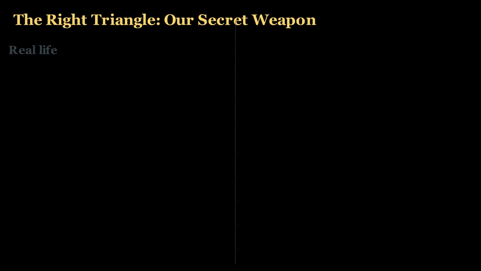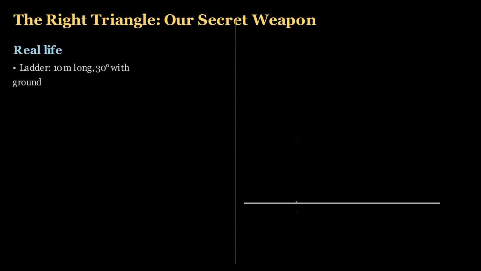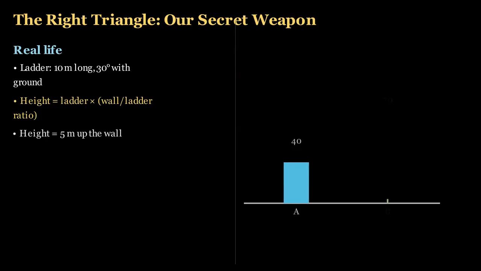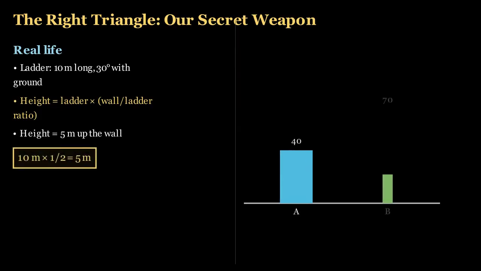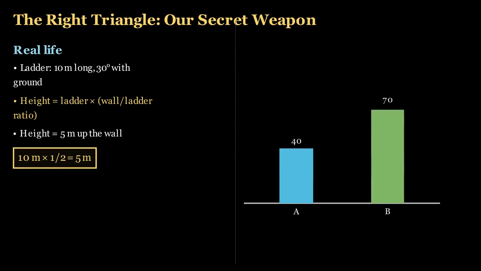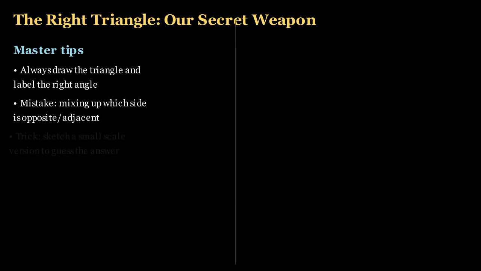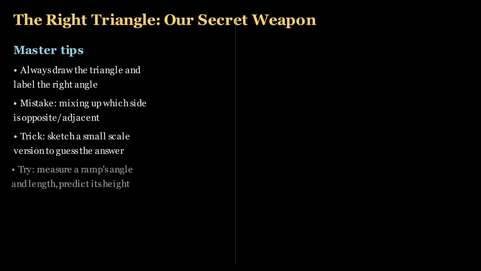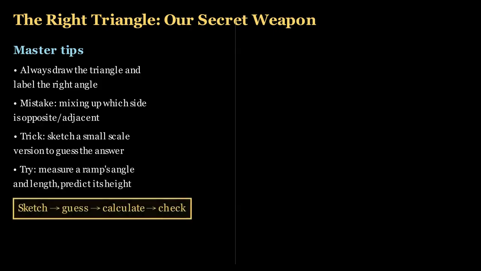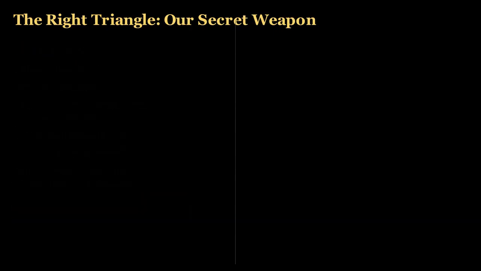A 10-meter ladder leans at 30 degrees from the ground. In any 30-degree right triangle, the height on the wall is exactly half the ladder's length. You can see it by picturing the triangle as half of an equilateral triangle. So, always sketch the triangle and mark the right angle with a square. The most common mistake is swapping the wall side and ground side. Always check which angle you're using. A quick trick: draw a tiny rough version to guess.